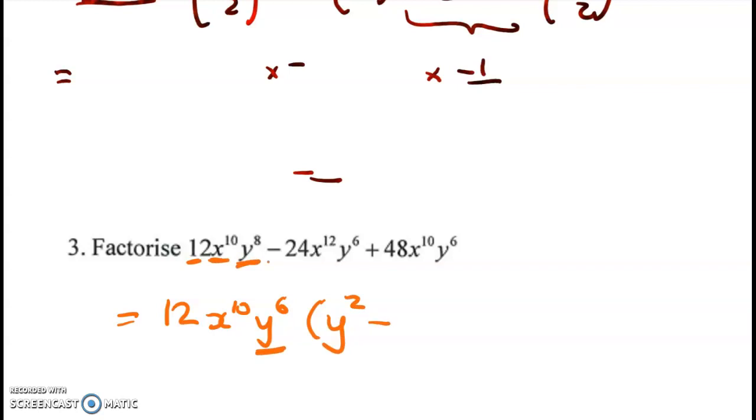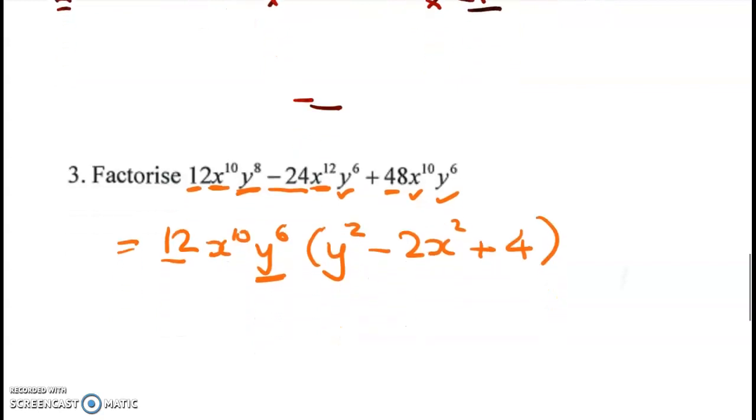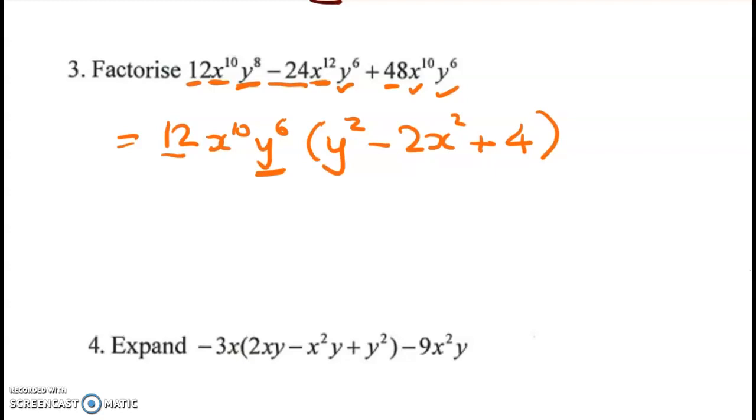In the next term, we're going to have take away 2, we need another x squared, and we're good with the y's. Plus 12, what's 48, 12 fours are 48. We're good with the x's and we're good with the y's. So that's my final answer for that one. So hopefully you'll see that's actually not too bad. It looks horrible, but it's not horrible if you get the hang of factorizing.